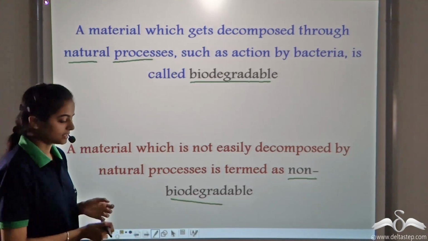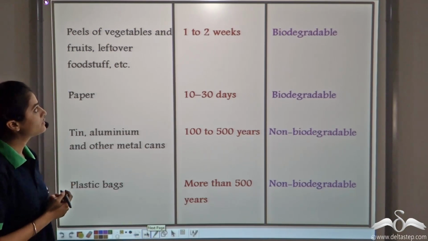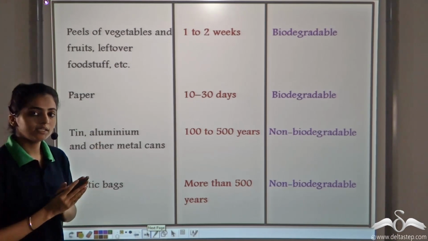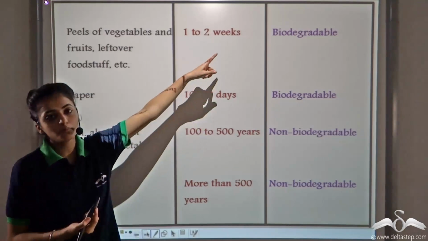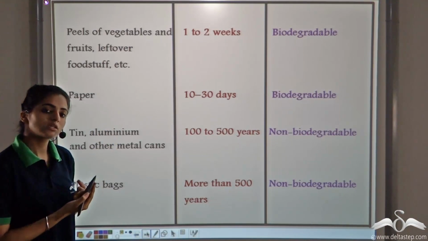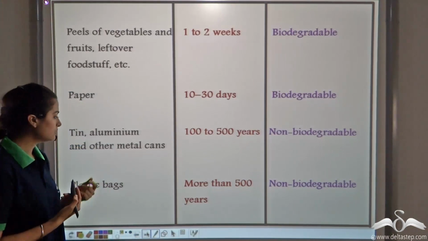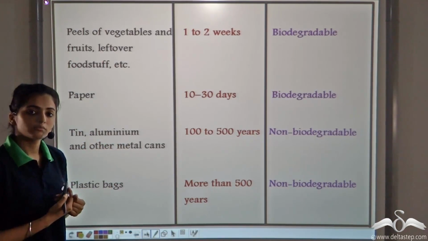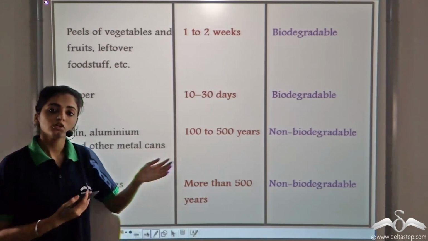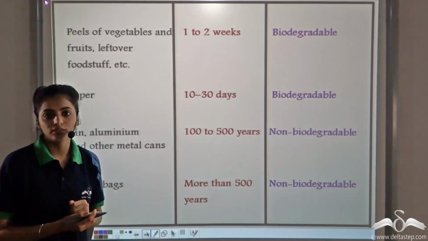Now let's see some examples. The peels of vegetables, leaves, etc., they degrade in 1 to 2 weeks. Since they readily degrade by natural processes, they are biodegradable in nature. Similarly, paper also degrades in 10 to 30 days. So it is biodegradable. But metals like tin, aluminium, etc., they take 100 to 500 years. Now this is a very long time for a substance to degrade. So we consider such substances to be non-biodegradable.